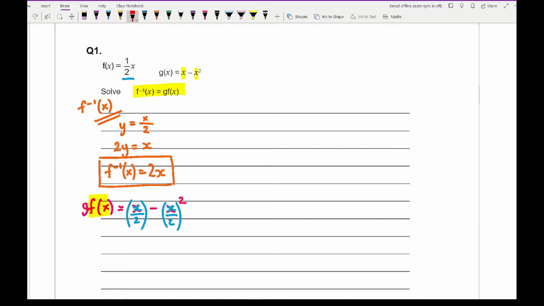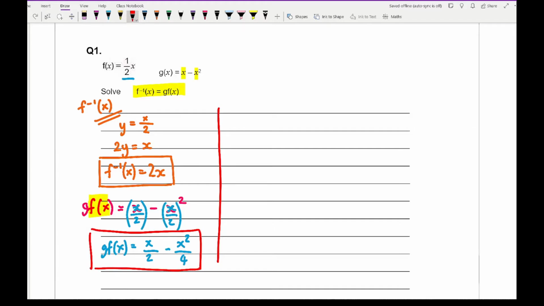So then if I just neaten all of that up, what does it then become? It becomes gf of x equals x over 2 minus x squared over 4. Now you don't have to put the brackets, let me just get rid of those because it can be a little bit confusing. So now that I've got the components, I'll now need to make these two boxes equal to each other. So here I've got 2x equals x over 2 minus x squared over 4.